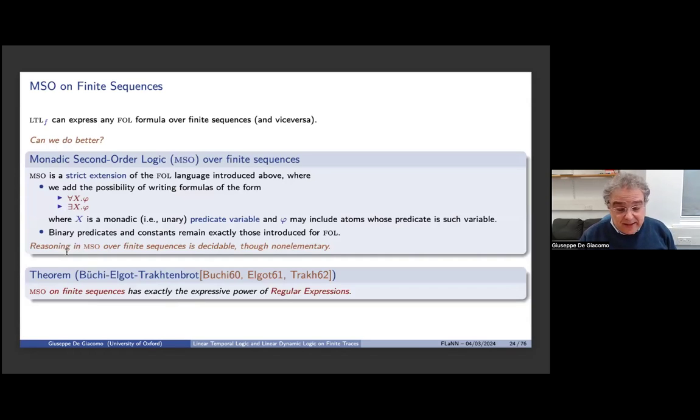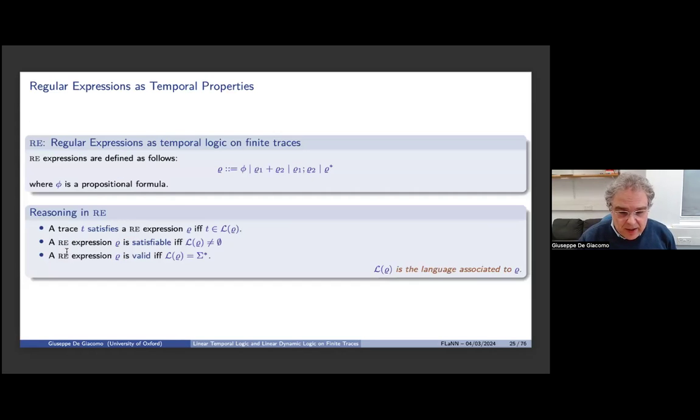However, can we do better than that? So what about monadic second order logic? Can we use monadic second order logic? We know that monadic second order logic actually corresponds to regular expressions if you interpret them over finite traces. Regular expressions are pretty much used. So you may ask yourself, should I use regular expressions instead of LTLf as my logic?